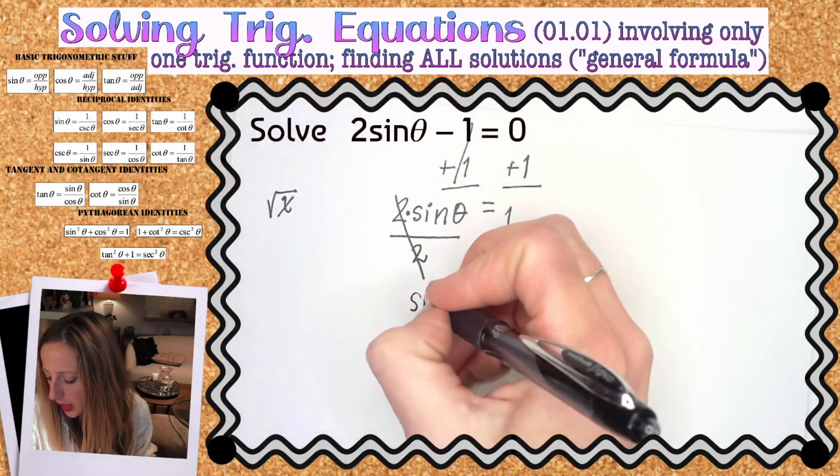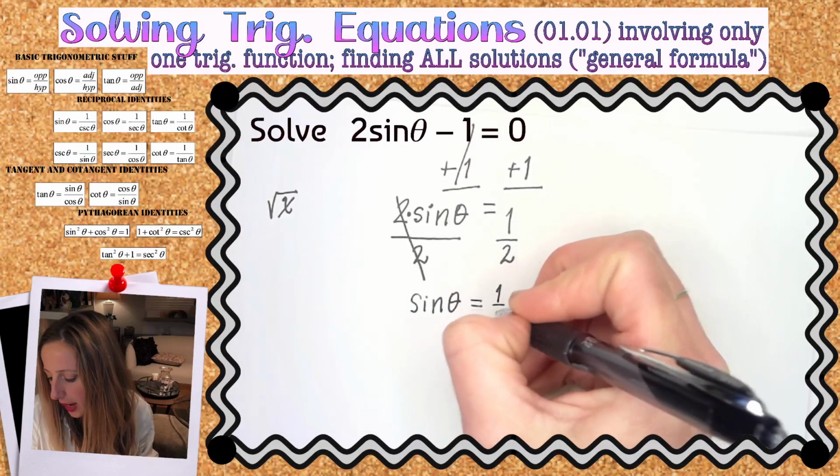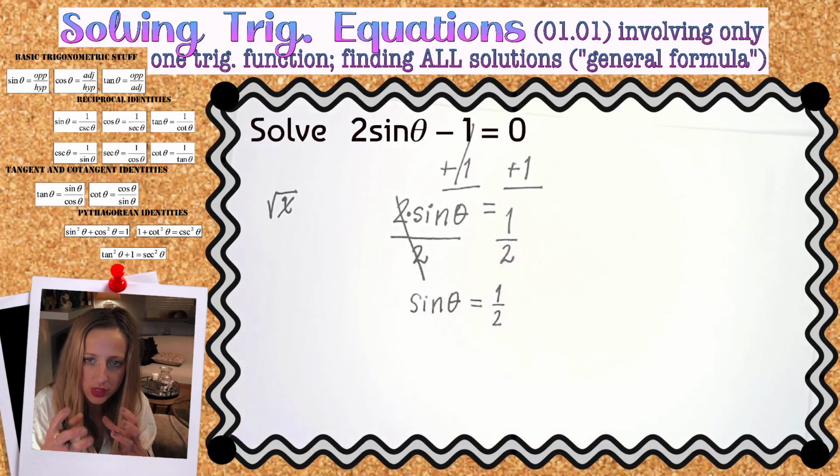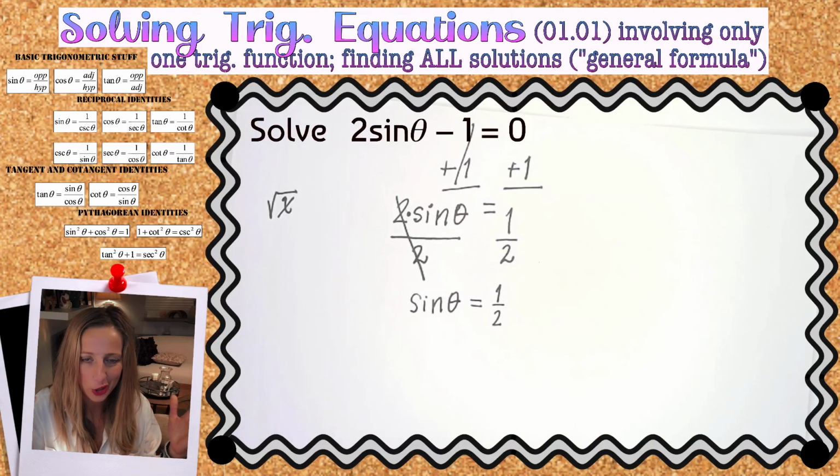Now that leaves us with really the nitty gritty. Sine theta equals 1/2. So at the bones of this problem, we want to know, not in general, should avoid the word general.